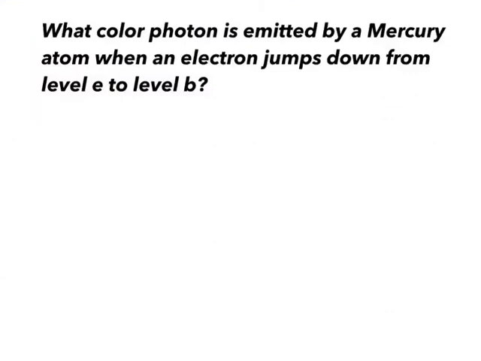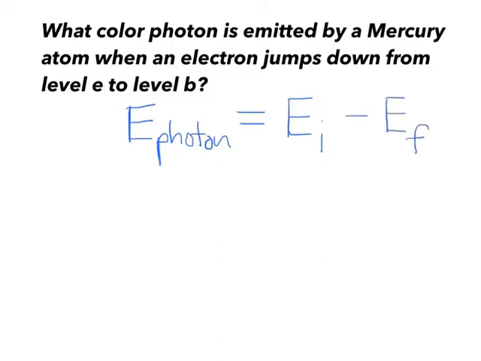To see how this all works, let's do this problem. What color photon is emitted by a mercury atom when an electron jumps down from level E to level B? So the place that I'm going to start is with the formula that we just learned. When an electron jumps down from one energy level to another, from a higher energy level to a lower one, the atom emits a photon. The energy of that photon is equal to the difference in energies from the energy level the electron starts at to the energy level that the electron ends up at.